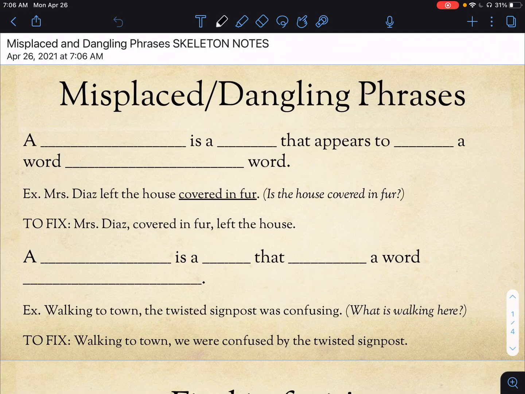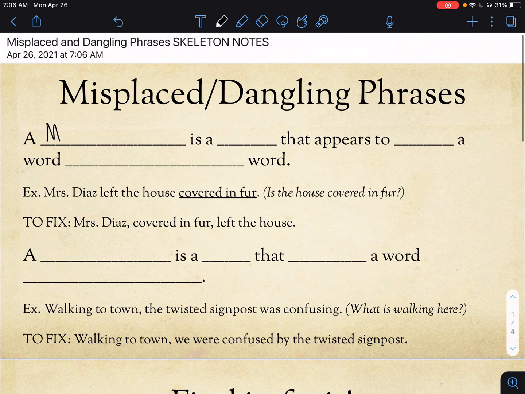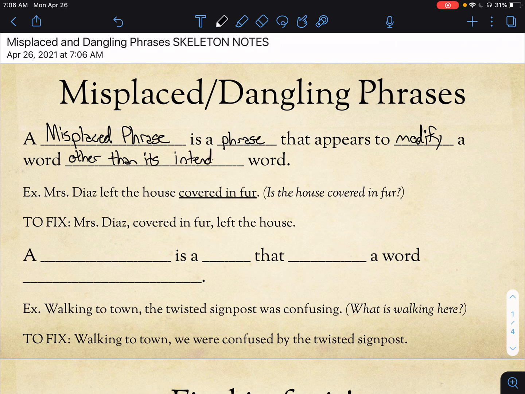Today we're going to be taking our last look at what are called phrases, specifically the misplacement of phrases. So we're going to talk about misplaced phrases. A misplaced phrase is obviously a phrase that appears to modify a word that isn't intended. This is when it looks like it's describing something that actually isn't what it's describing. So I give you the example down below.